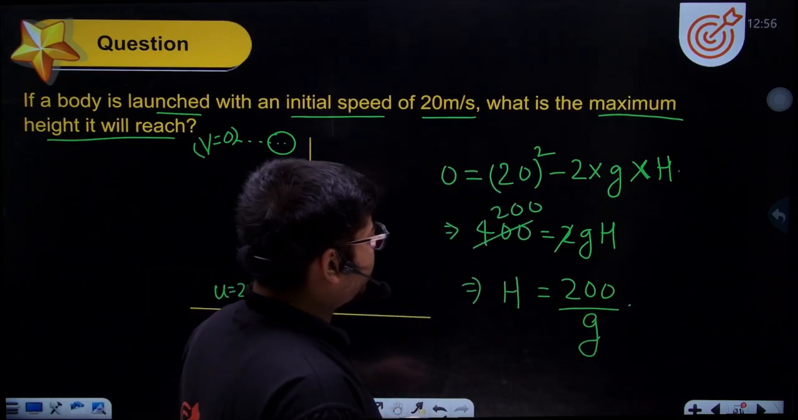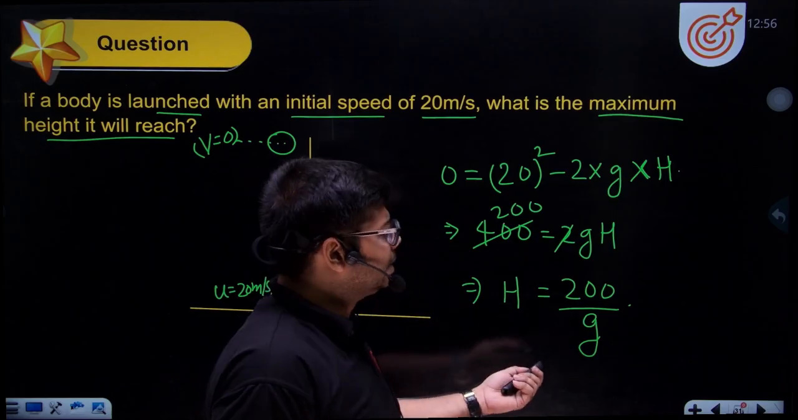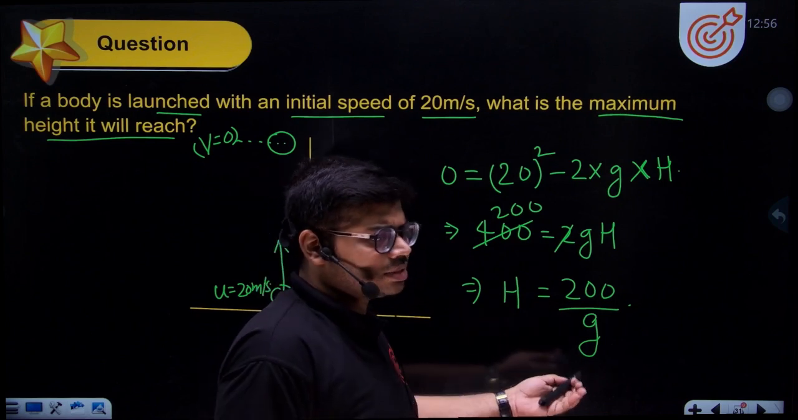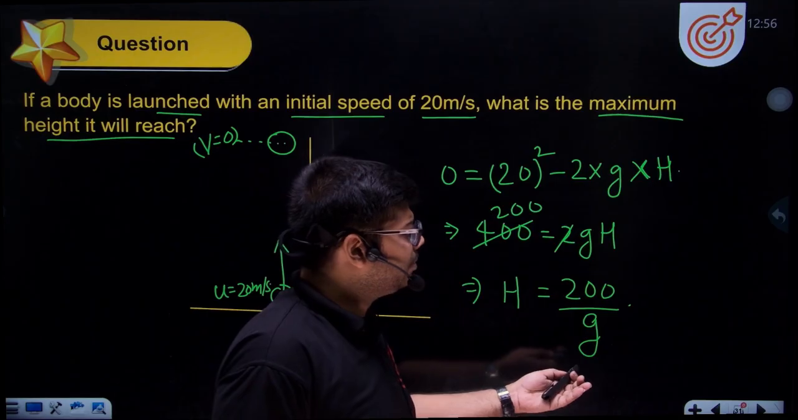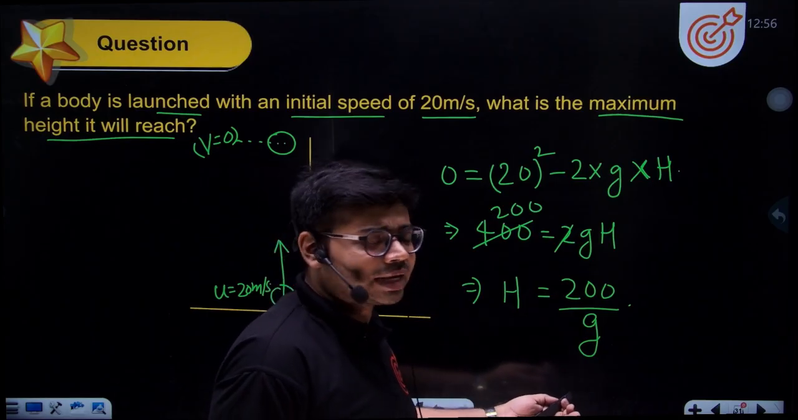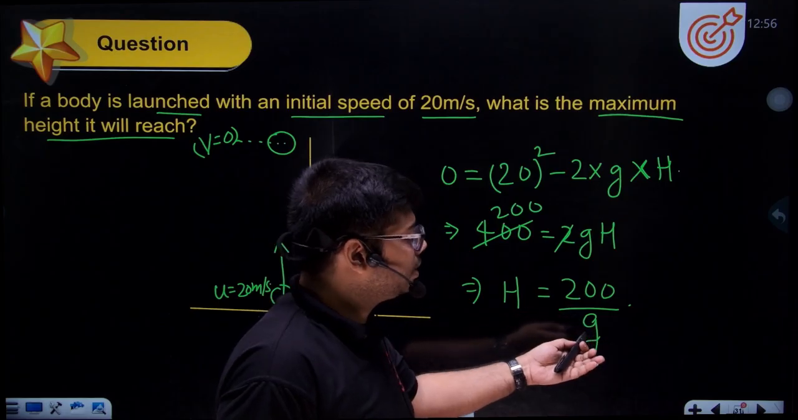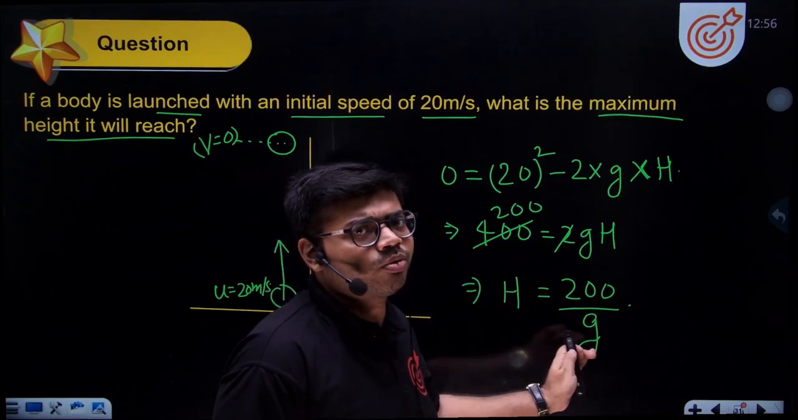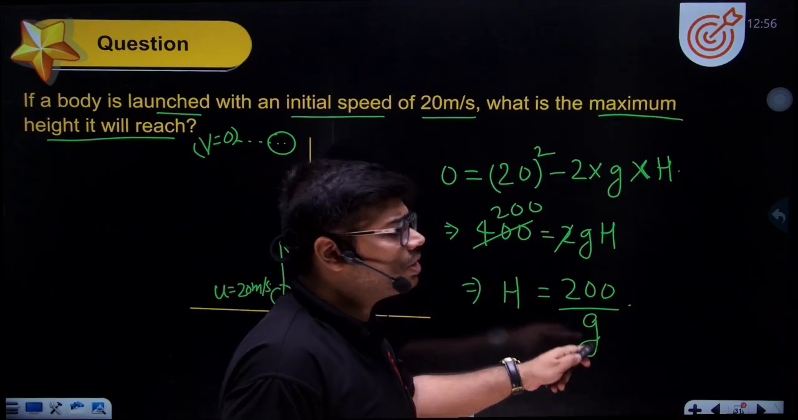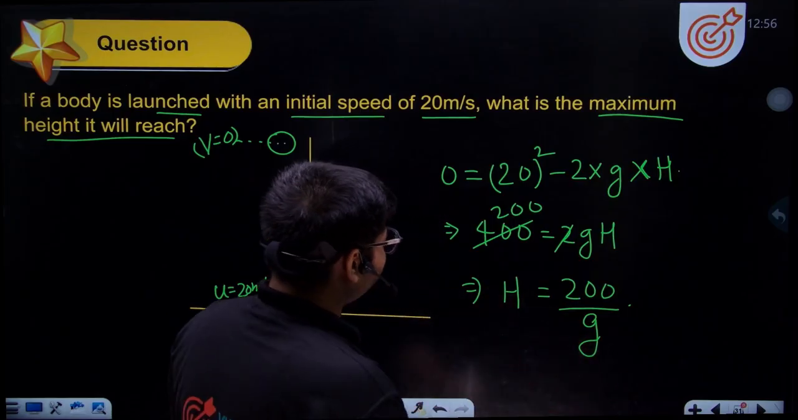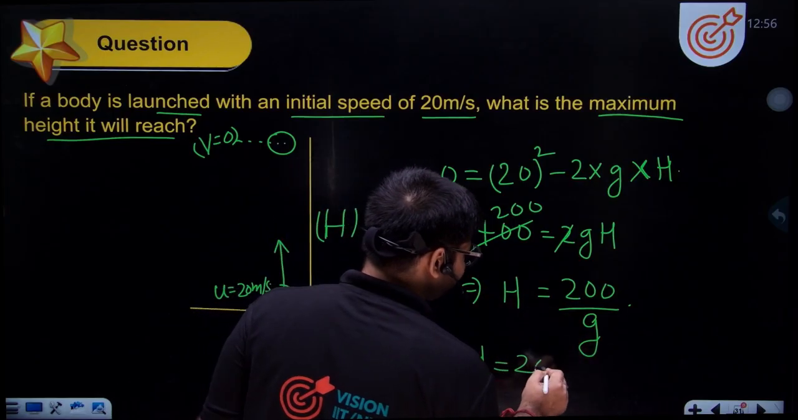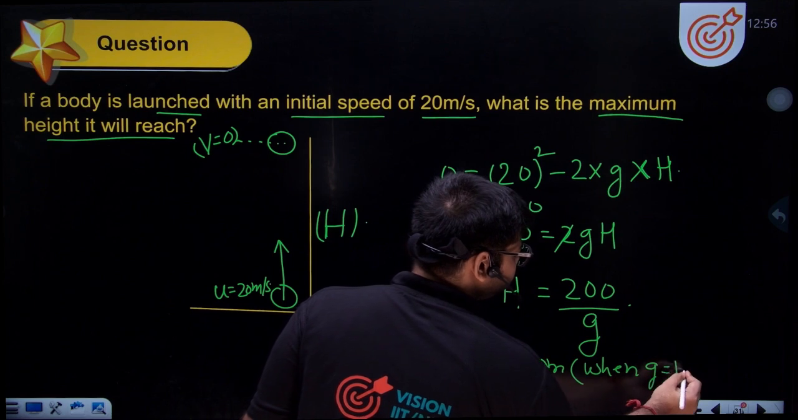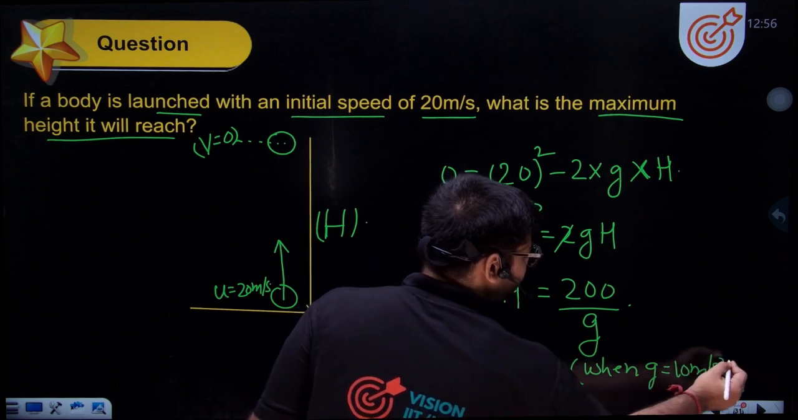This is going to be my h value. Now if you take g value to be 9.8, the h value is going to be somewhat greater than 20. But if you take the g value to be exactly 10 meter per second square, then your h value will come exactly 20 meter.